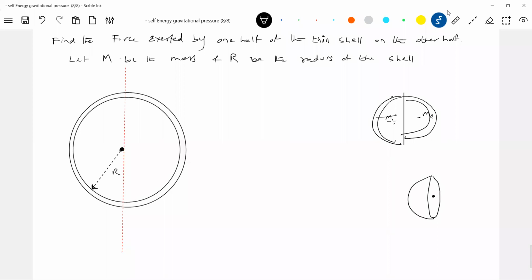But where is the other shell? The mass of the other shell will not be at point O. If you cut like this, where is the mass of this right part of the shell? It will not be at O, it will be somewhere here. So what should we do now? We should calculate the field due to the hemispherical shell in this region. I think it will be very difficult. The mathematics will not permit us.